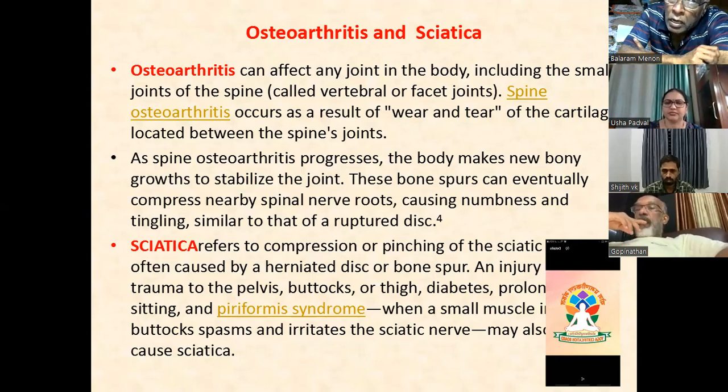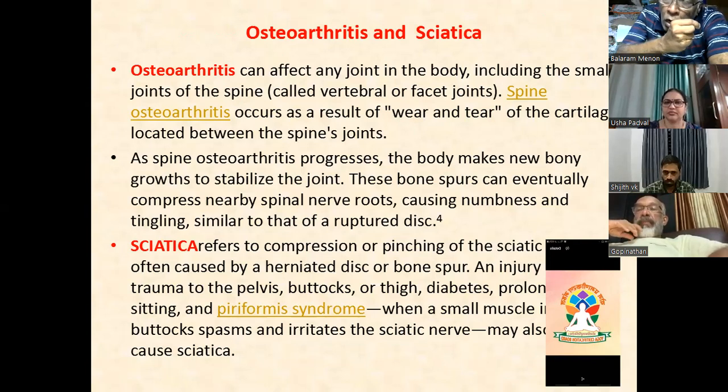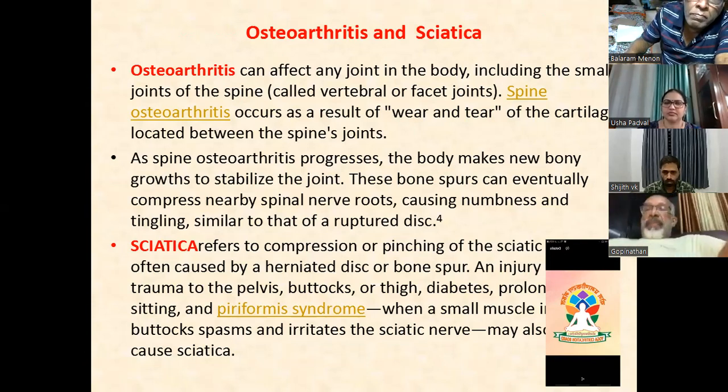Okay. This type of question will come in the MCQ. Osteoarthritis refers to what? Knee, patella, shoulder joints, or elbow joints, which are the joints affected. Okay. Then such questions can come.